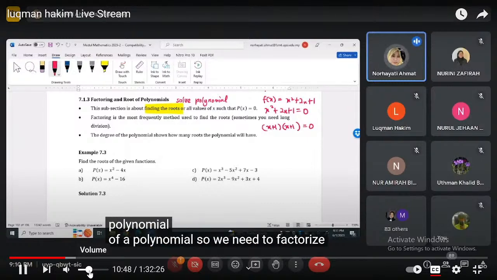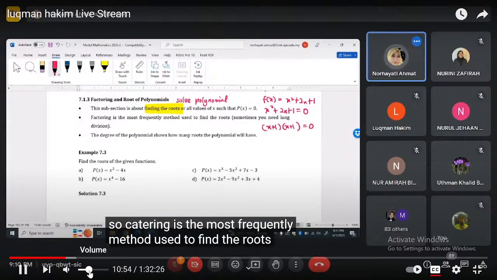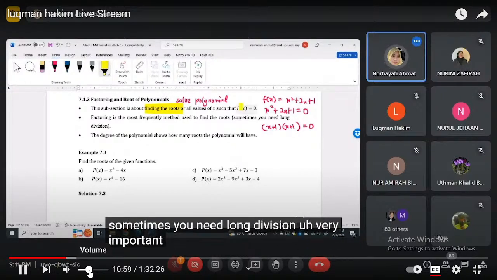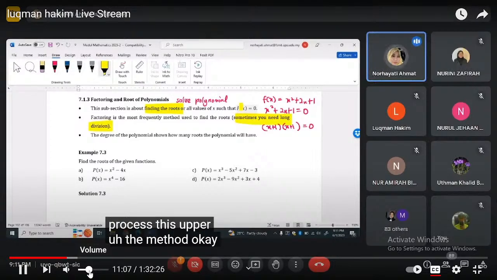So we need to factorize the polynomial. Factoring is the most frequently used method to find the roots. Sometimes you need long division. That is why I say it is very important. You need to master this method, how to divide polynomials.